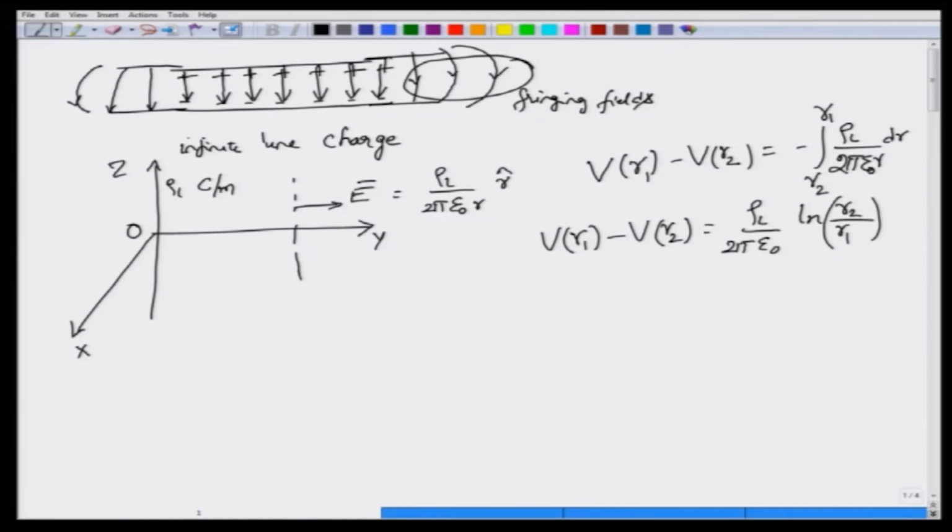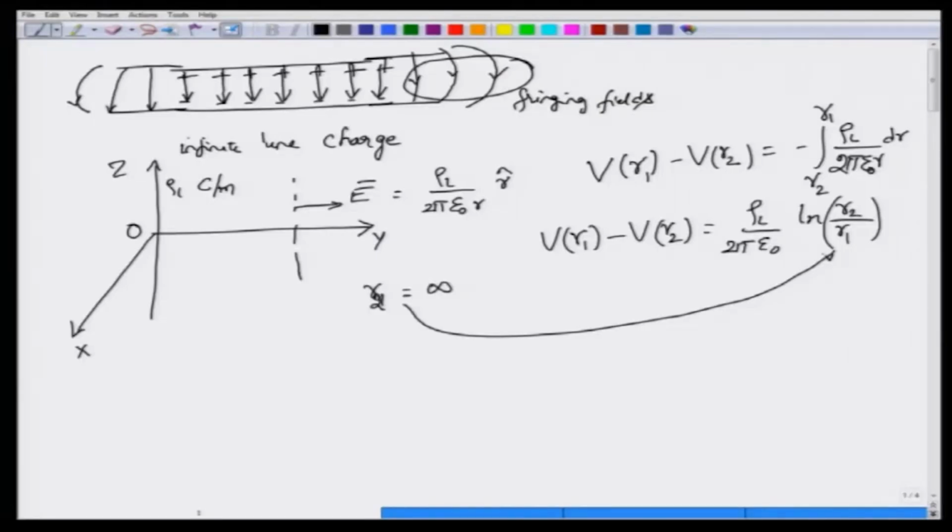Now, very quickly, can I use r2 equal to infinity as my reference? Unfortunately no. If you substitute r2 equal to infinity in this expression, it becomes ln of infinity. Of course, I can't use r2 equal to 0 as my reference either, because then also I will not get physically correct answers. So for an infinite line charge, I cannot use infinity as a point of reference. For a point charge, I could, but for a line charge which is infinite, I cannot.